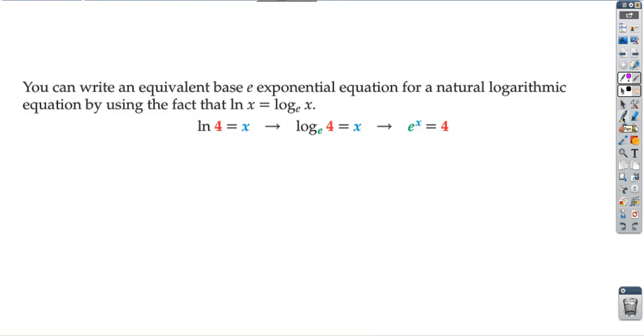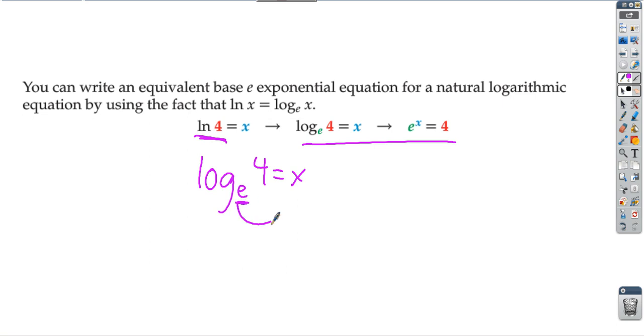So here's basically what this means. The natural log of 4, that's another way of saying the log, not with a base of 10, with a base of e. Okay, that's what all this stuff means right here. And if you wanted to change that, you could change it the same as we've changed other ones. This base to that power equals that answer.